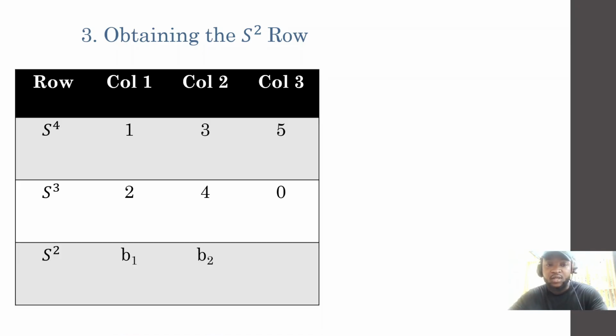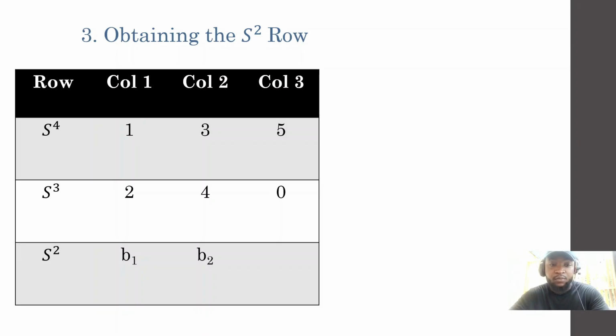Thank you. Hello, my name is Papa Kojo Payne Graham, third year computer engineering student, and I'm here to continue from where my classmates left off. So here I'm explaining how the values for the S squared row came about. The S2 row has values B1 and B2.